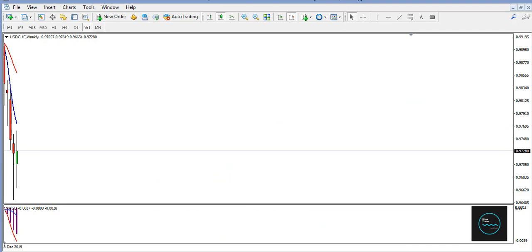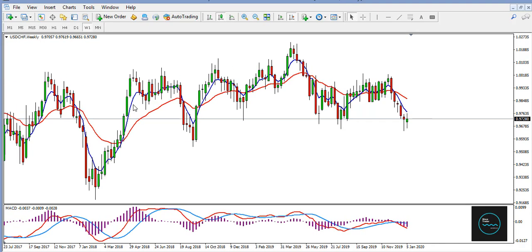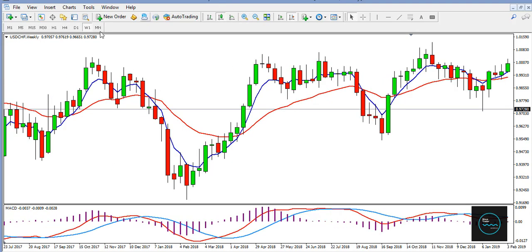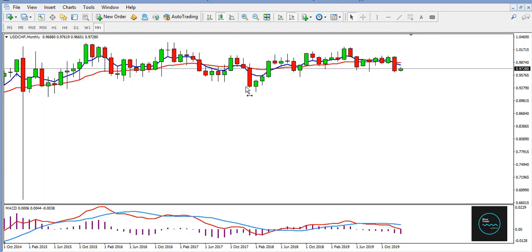I'm going to go to the USD CHF now and see what I can see. So on the USD CHF, let's go to the monthly.